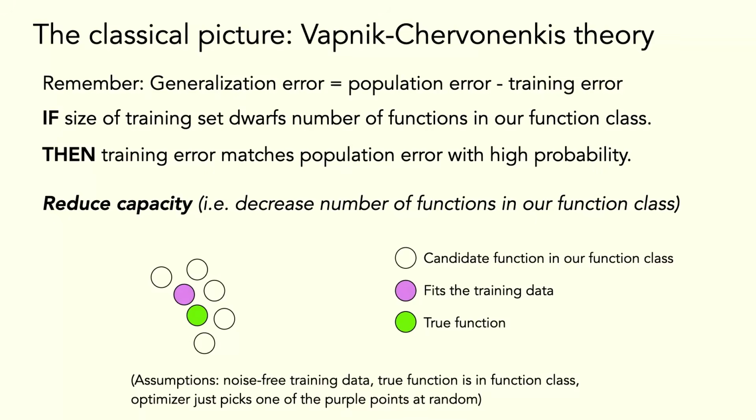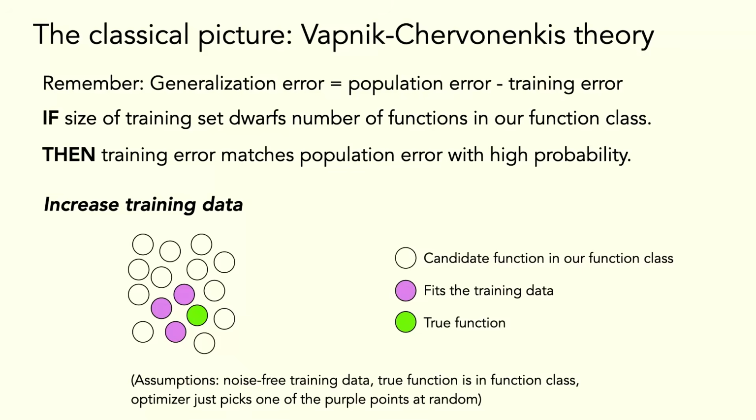Okay, if I reduce the capacity, what does that mean? That just means removing circles. So the capacity is the number of functions in my function class. If I just remove circles at random, it's not necessarily how you would normally reduce capacity, but this is one model of reducing capacity.